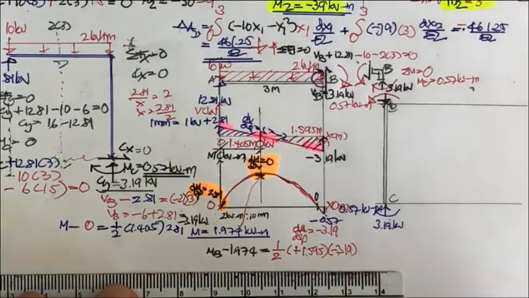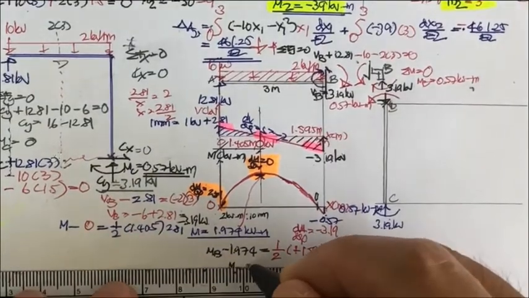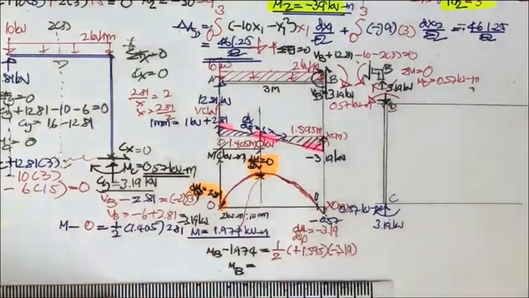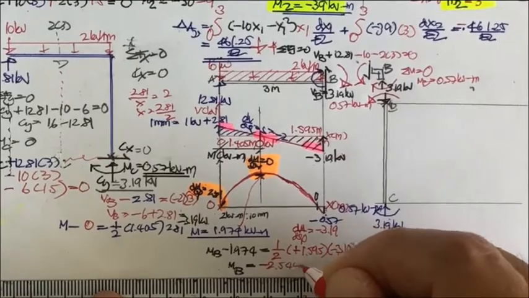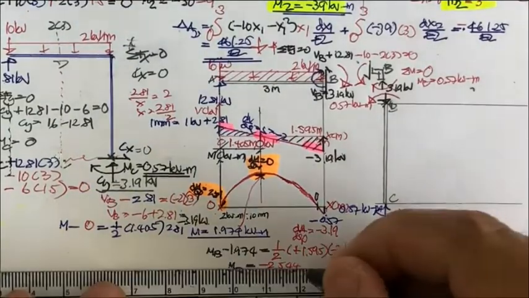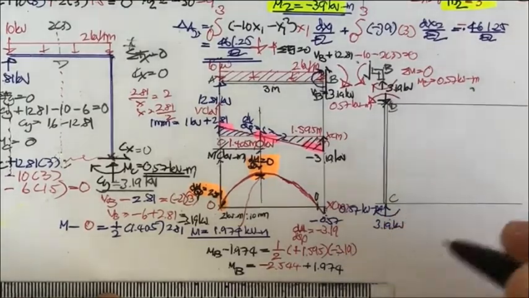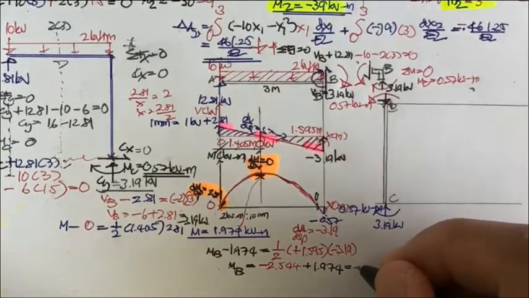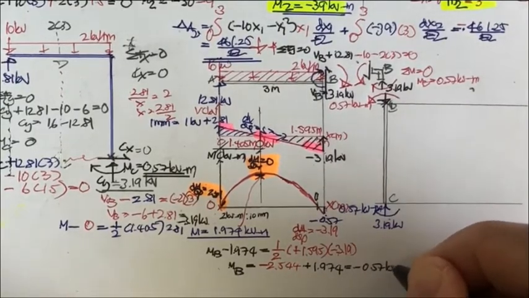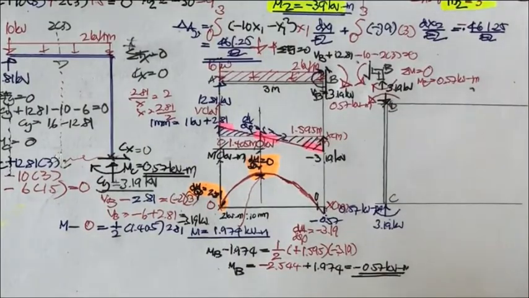And if you do the computation, M sub B is equal to minus 2.544, and then plus 1.974, and this is going to be minus 0.57 kilonewton meter. Okay, you may clear up this like here.